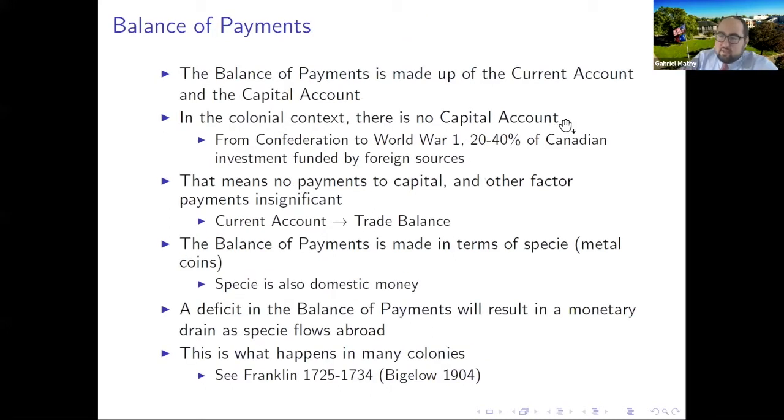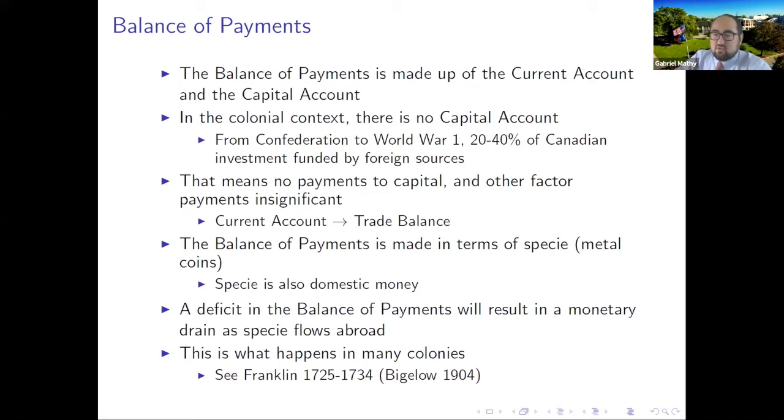So what else about the balance of payments? Traditionally the balance of payments is the current account and the capital account. But in the colonial context, there's no capital account at all. So this is one way that the balance of payments constraints on growth are really going to bind. Not only is it a kind of long run relationship, but there's no real capital account. There's no way to sell claims to future output. There's no developed financial markets.